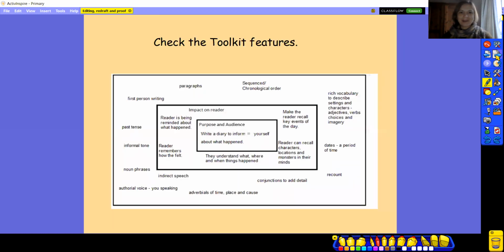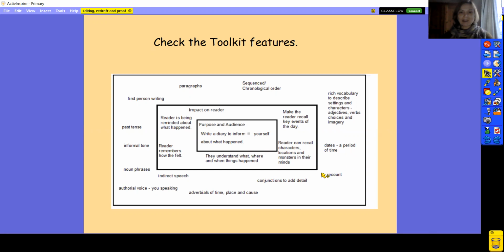First things first, we need to look at our toolkit. Now, I know you looked at them with Miss Cosler the other day, but it's really important to keep reminding ourselves of all the different things that you need to include in your diary. So we need paragraphs. Basically in one paragraph, you should just write about one event. You might find that you need two. Sequence and chronological order, so they must come with the earliest event first to the latest event. Rich vocabulary, you know all about that already. Dates, a period of time, so you must have a date in there somewhere.